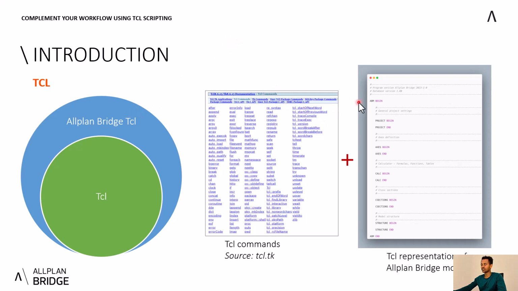Here are just a few things to notice. We have, for example, ABM, which is for Allplan Bridge. This is not part of the core, but comes from Allplan Bridge. So we are using both. Basically we are complementing the core TCL with the Allplan Bridge TCL. Then at the end of the day we have the whole package of TCL.